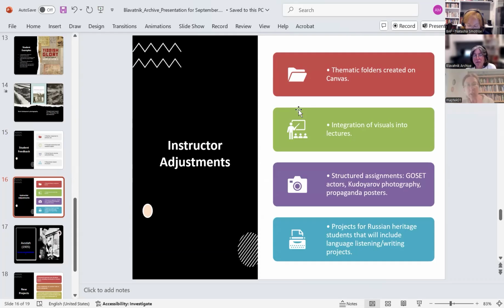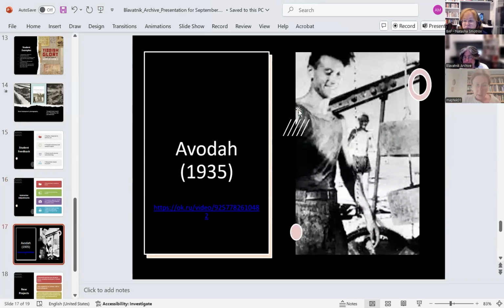Then same thing: you read Shneer, we spoke about Shneer, looked at Kudoyarov's images, and they do just a short assignment comparing the two. And the same thing we did with propaganda posters. It's much easier to have more short projects rather than one large project, because then they come to the large project already prepared. And also this time I will do a special extra project for Russian-speaking students, because they can interview their own grandfathers or grandmothers in Russian, and if they want, they can even write in Russian and get extra credit.